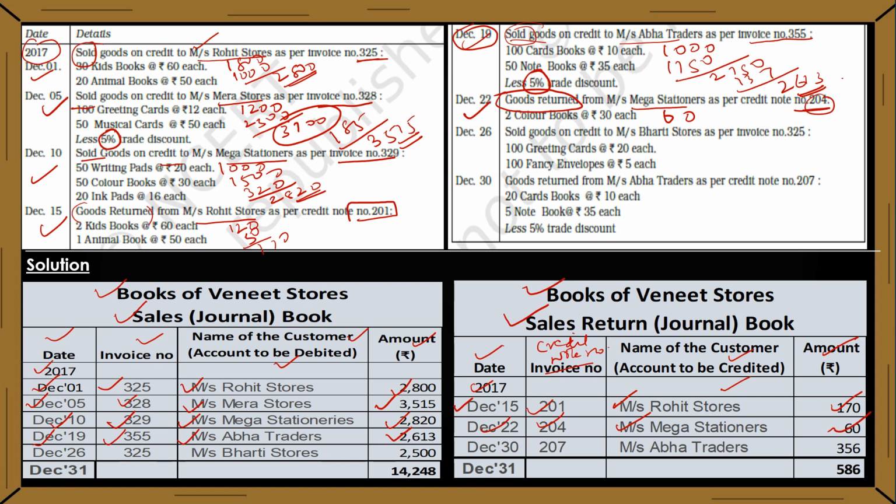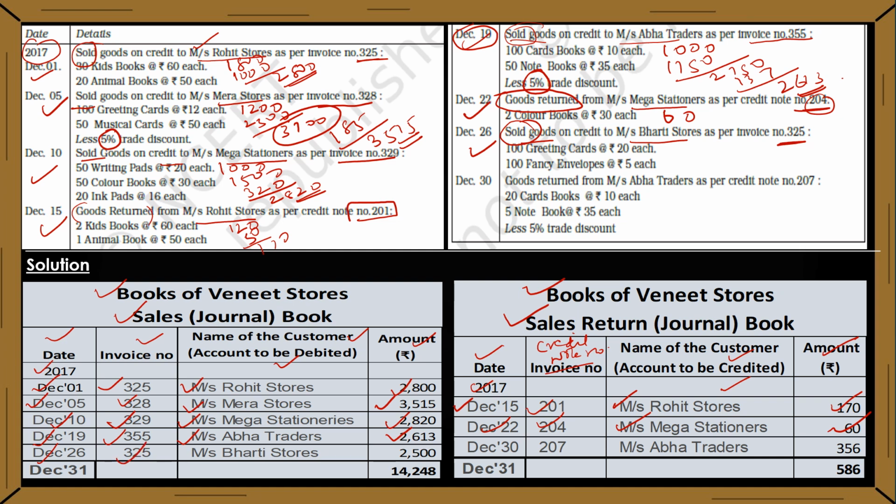Okay, next on December 26th, sold goods on credit to Messrs. Bharti Stores as per invoice number 325. Again sold goods. So we have to take it to the sales journal book. Date is December 26th. Invoice number is 325.